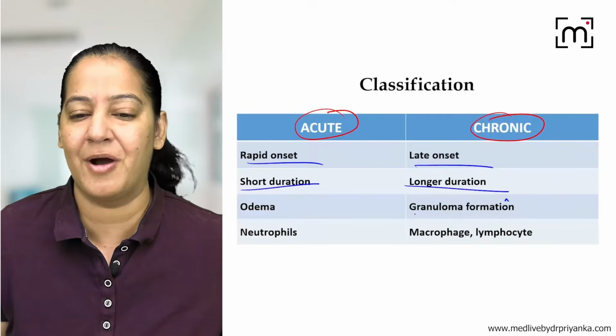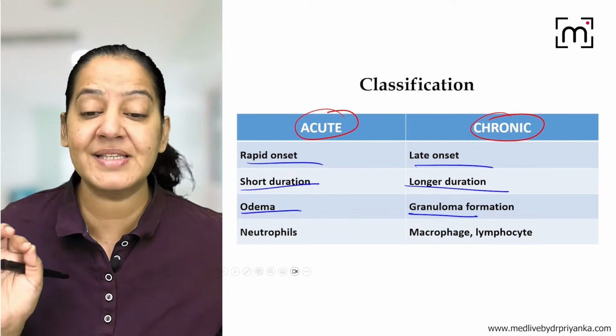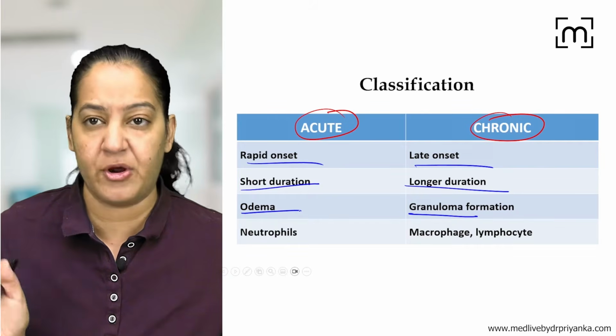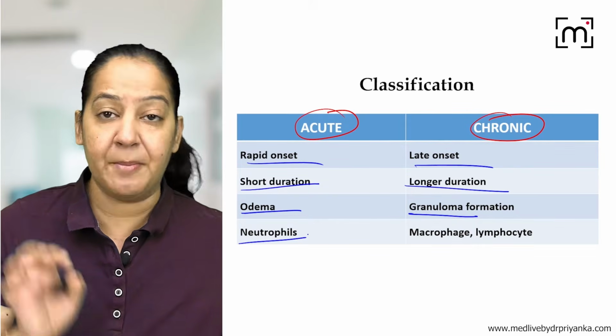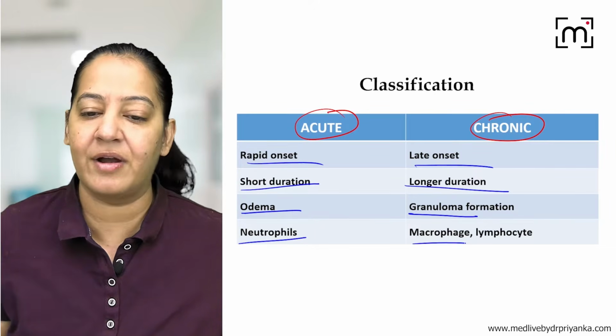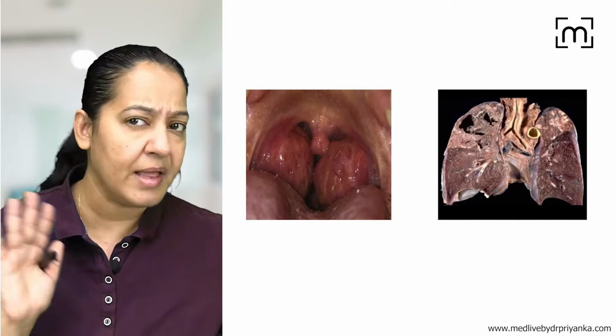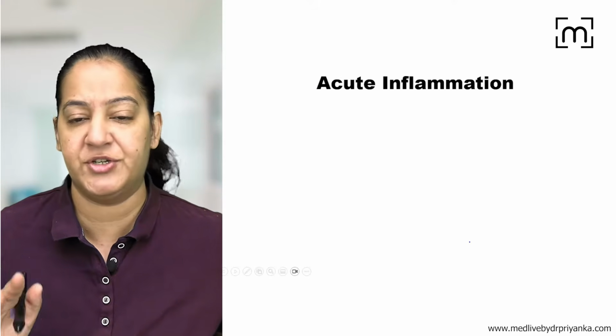So granuloma is the hallmark of chronic inflammation. Here, edema is the hallmark. Now name the main cells which are involved in acute and chronic inflammation. In acute inflammation, the main cells involved are neutrophils. And in chronic inflammation, the main cells involved are the macrophages. So that is the difference between acute inflammation and chronic inflammation.